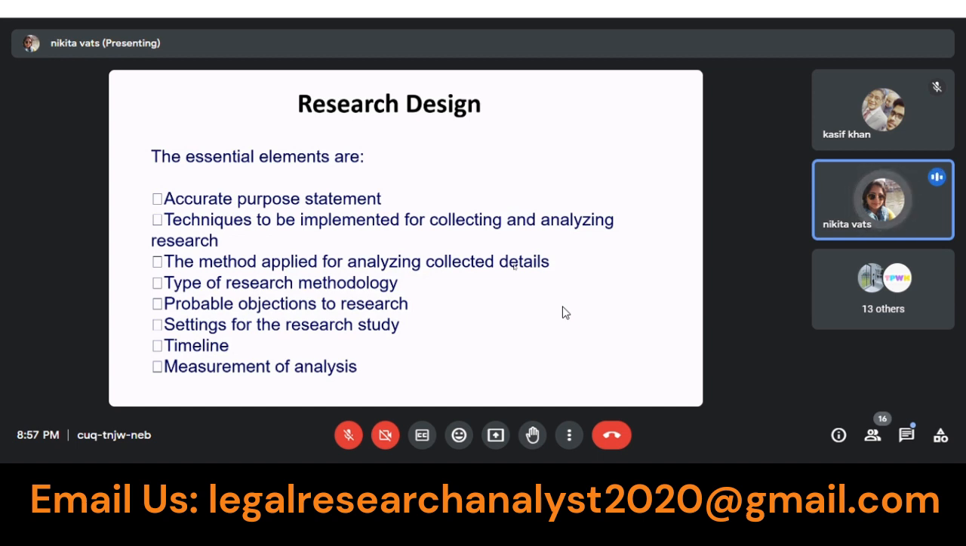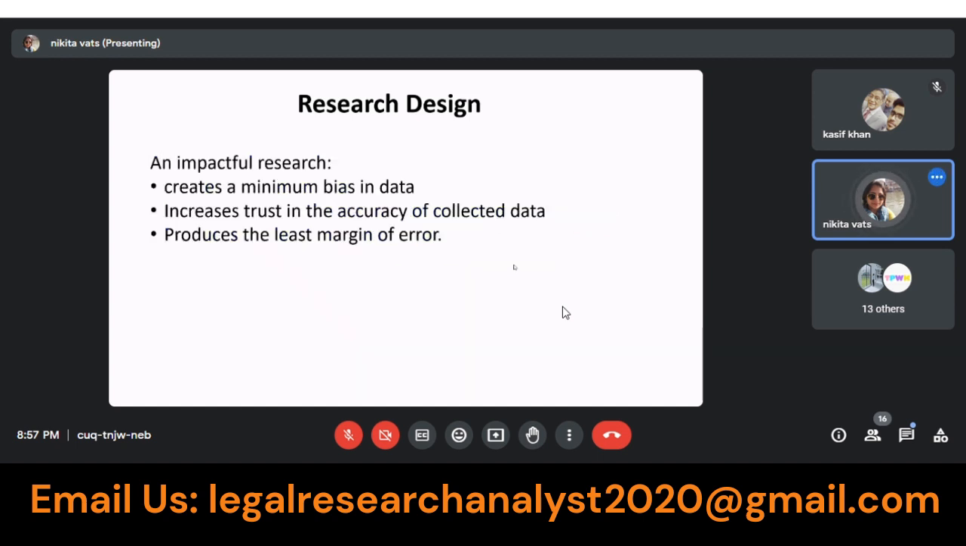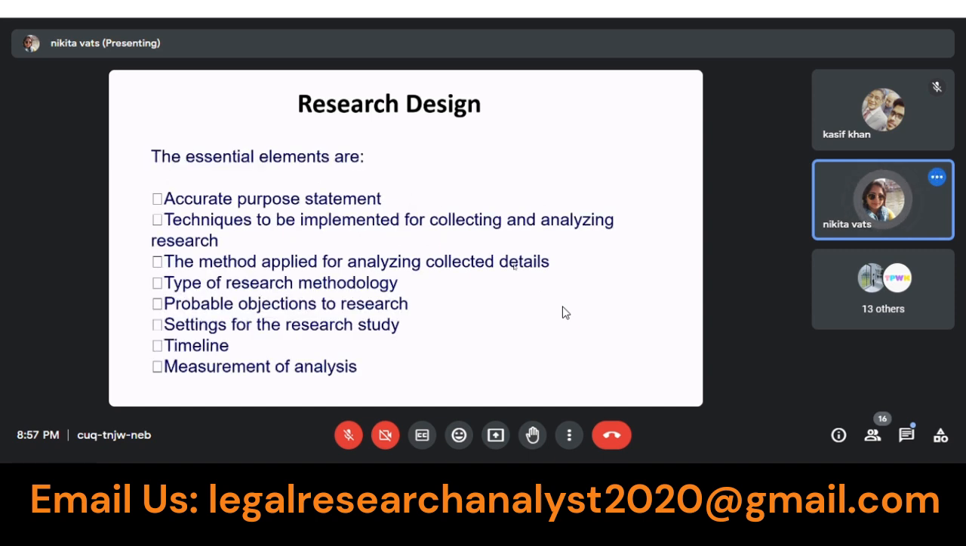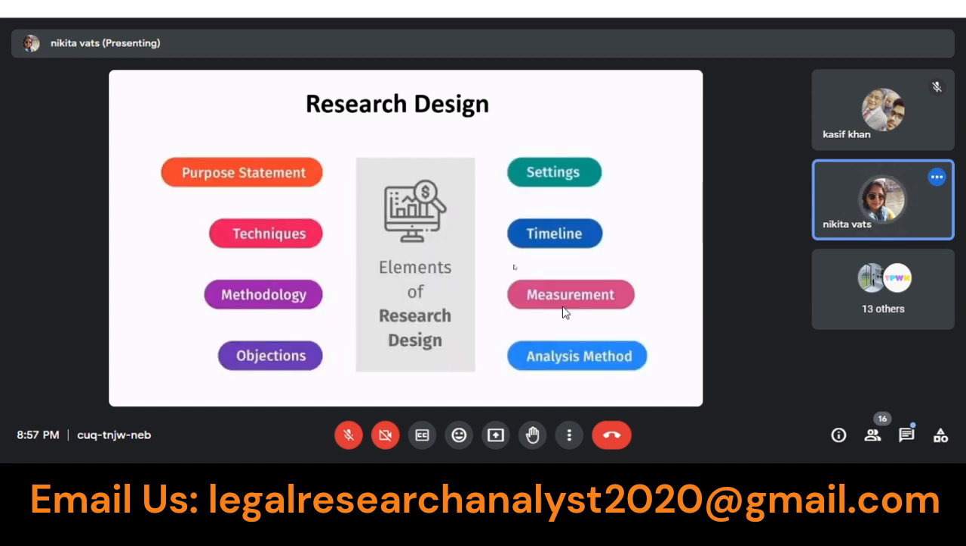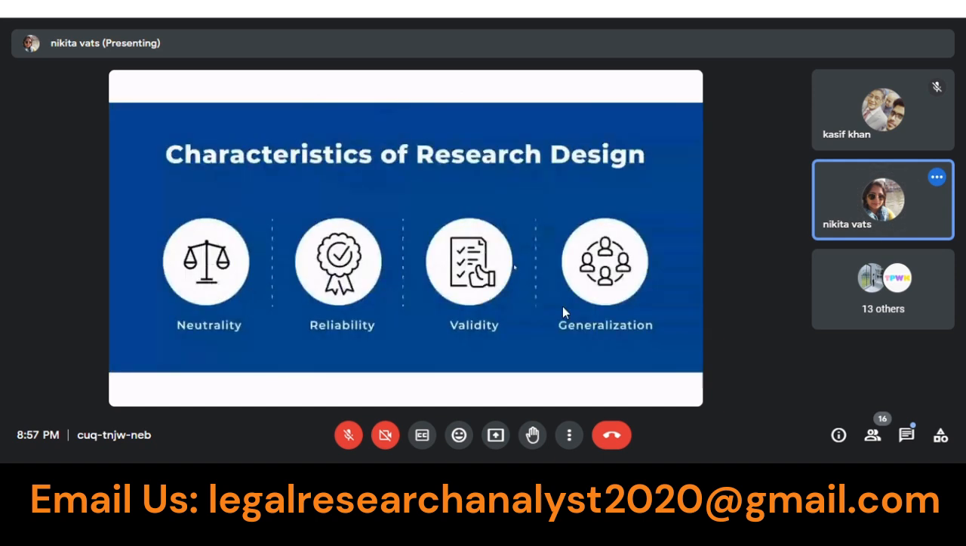So I hope it is clear what you should follow while doing the research. Next is research design. We have already discussed it. It's just the same. Characteristics: it should be neutral, right? It is very important that a researcher is not biased. He's neutral. And if there are one or more opinions in the picture, you should incorporate all of them.